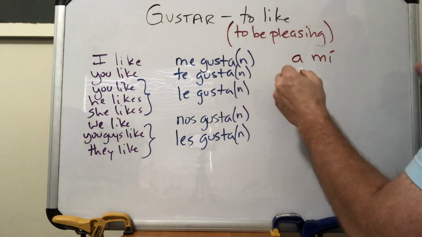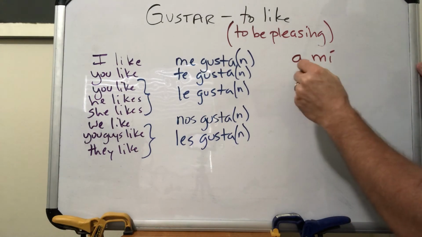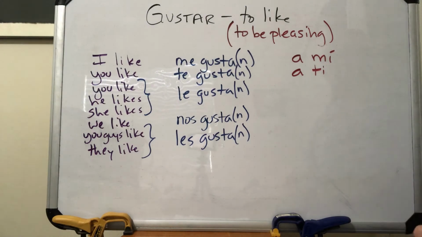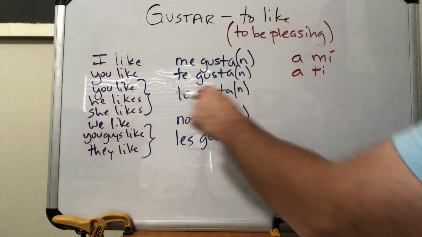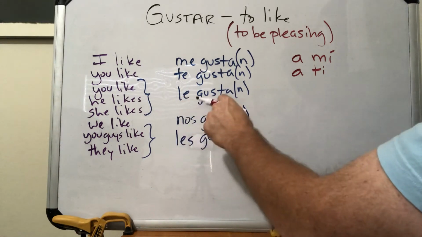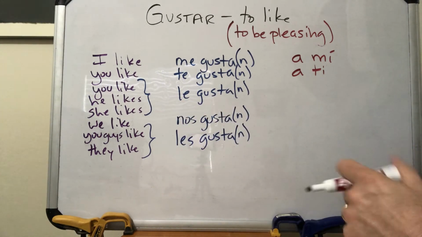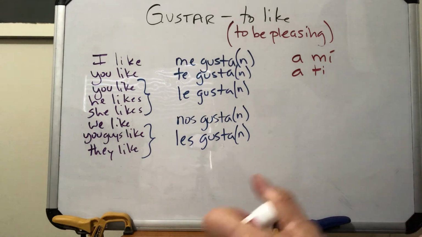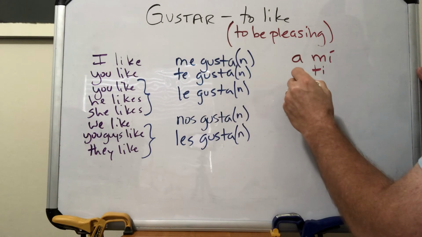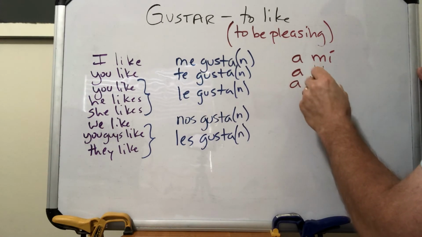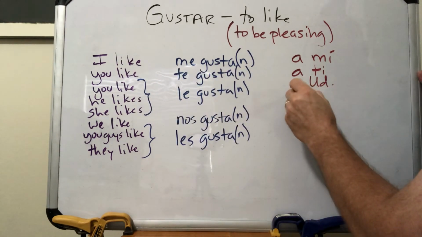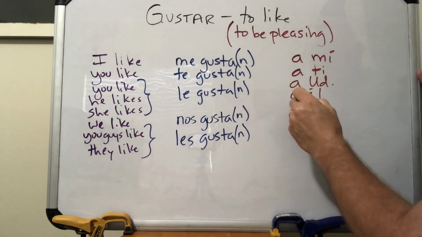For te gustan, it's a ti. Notice this mí has an accent. A ti, we don't need an accent on that one. Now these, we have three different ones over here, so that's how we're going to be able to clarify. Because if you just say le gusta, we don't know who it is. We don't know if you're talking about you in the usted form, or he or she. So for you would be a usted, and I'm going to abbreviate this one. He is a él, and she'd be a ella.